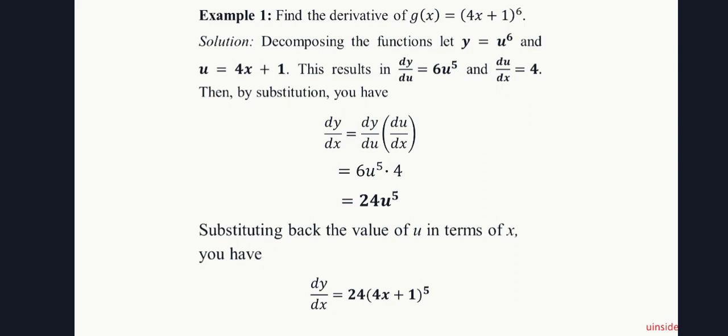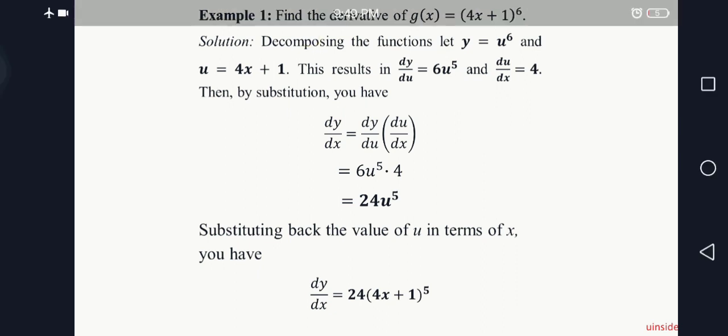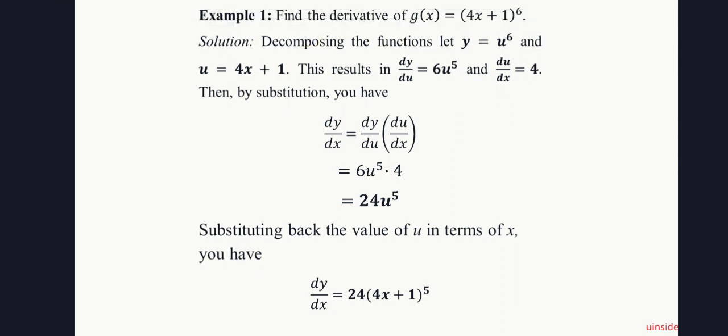Is this the final answer? No. So kailangan nating ibalik yung u natin kasi naglet tayo ng u, right? So substituting back the value of u in terms of x naman. So, kanina yung u natin is 4x plus 1, ibabalik lang natin. So, yung 24u raised to 5 becomes 24 times the quantity of 4x plus 1 raised to 5, and that is the derivative of your function gamit yung chain rule.